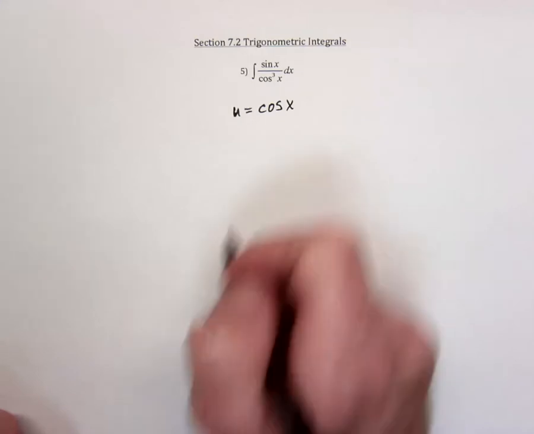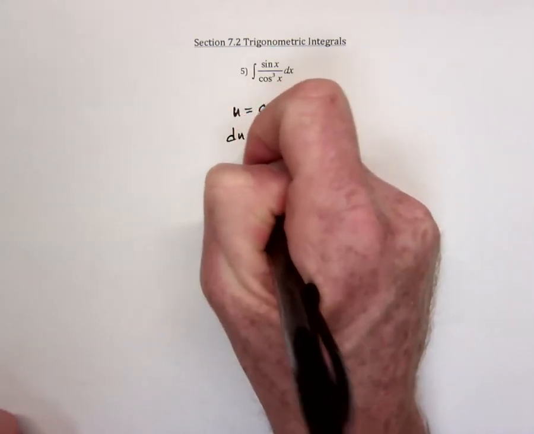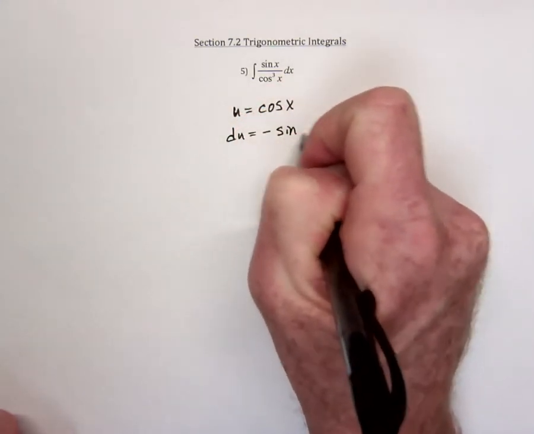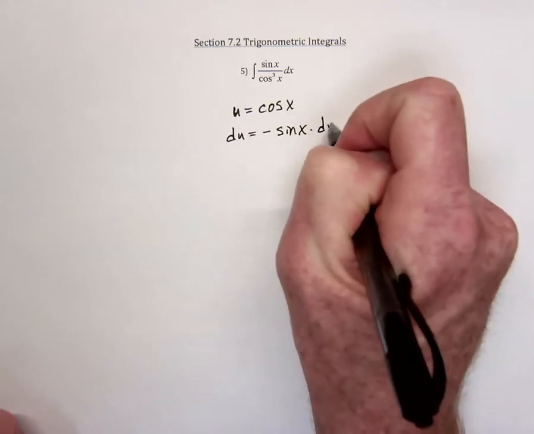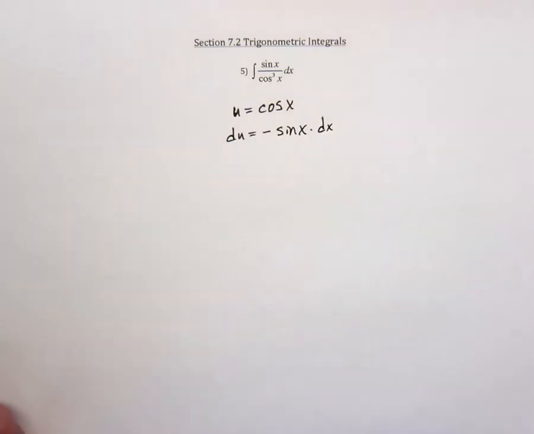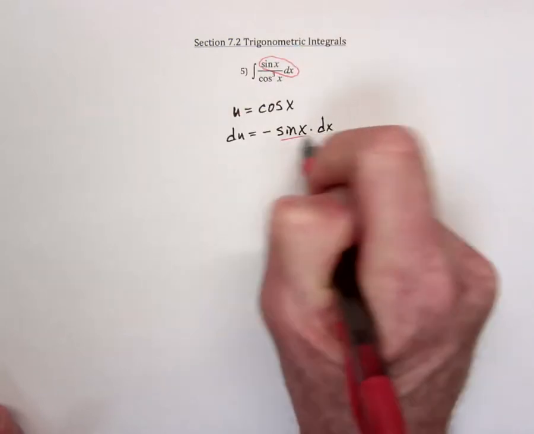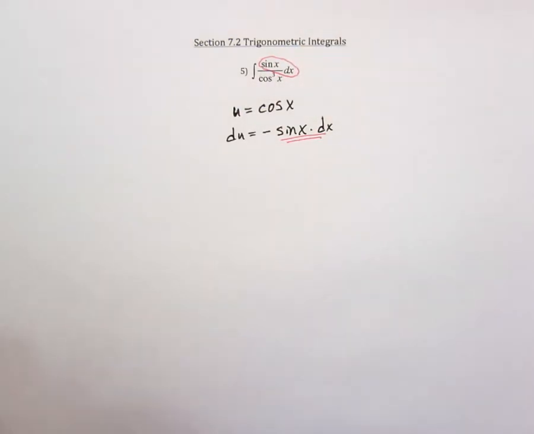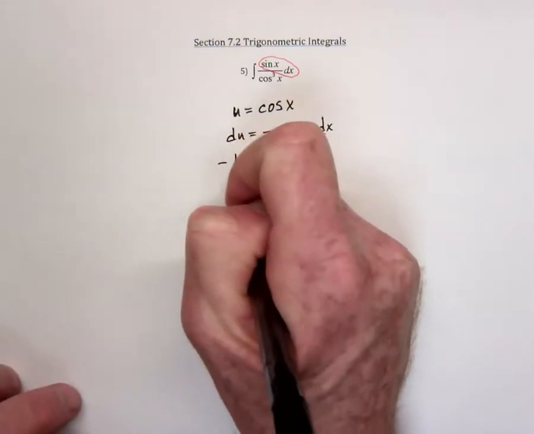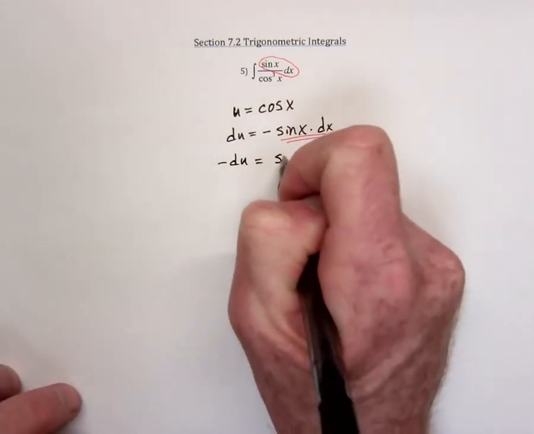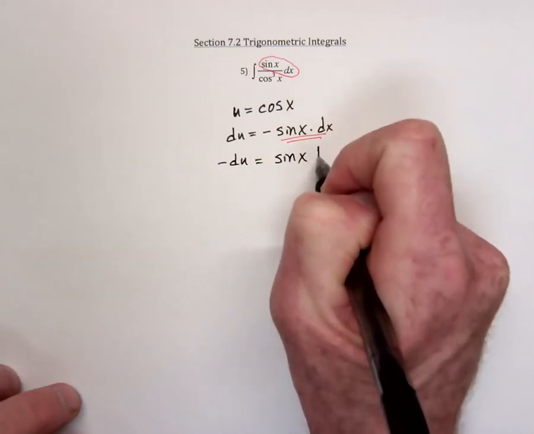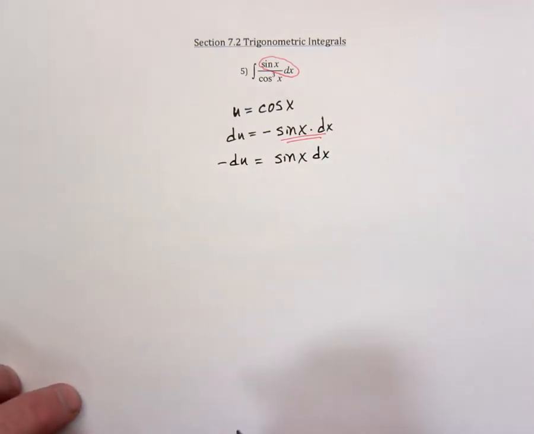So then the derivative is going to be negative sine of x. The idea is to get this and this to match perfectly. Other than a negative sign, we've got it. So just multiply both sides by a -1, and then it's ready for u substitution.